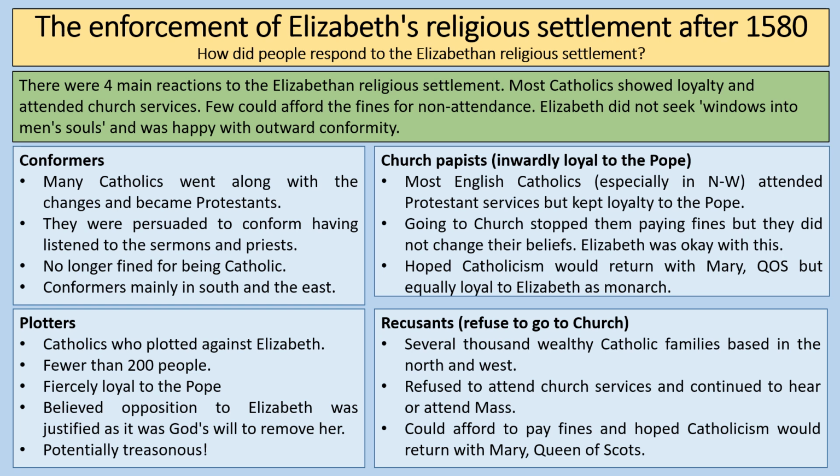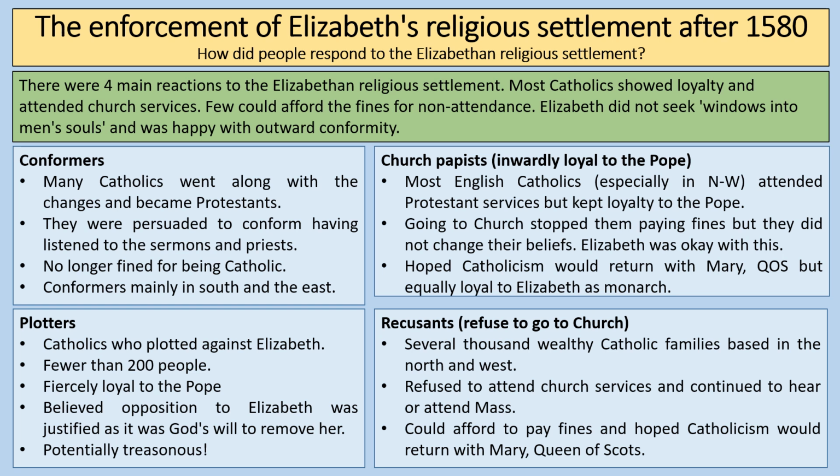Then there were recusants. People refused to go to church, so several thousand wealthy Catholic families, mainly based in the north and west, refused to attend church services, and they continued to hear or attend Mass. They could afford to pay the fines and hoped Catholicism would return with Mary Queen of Scots.